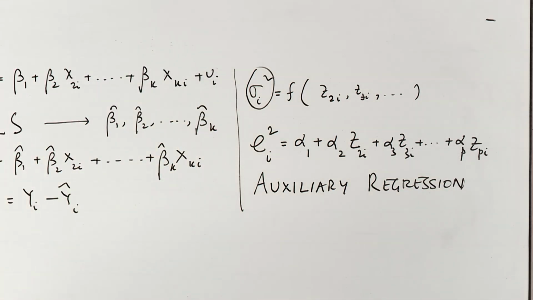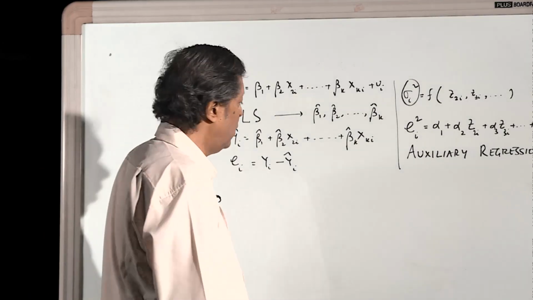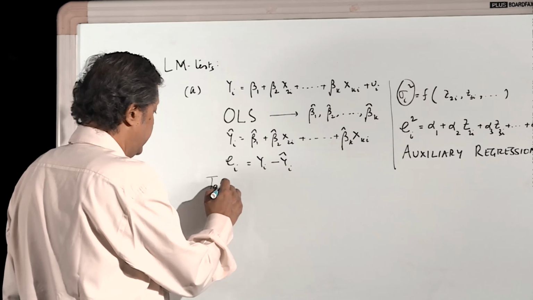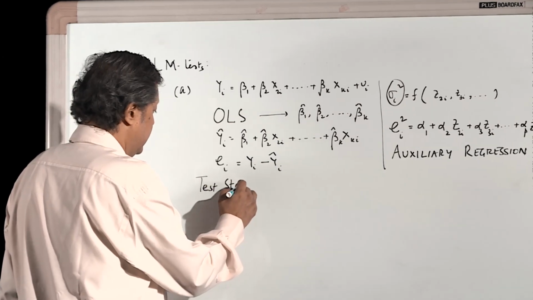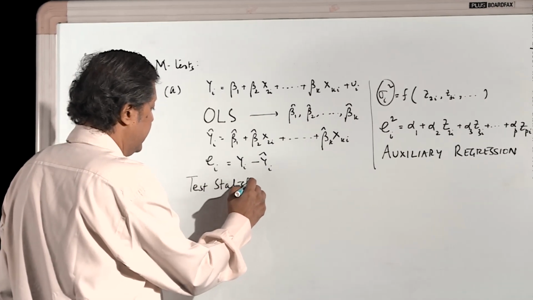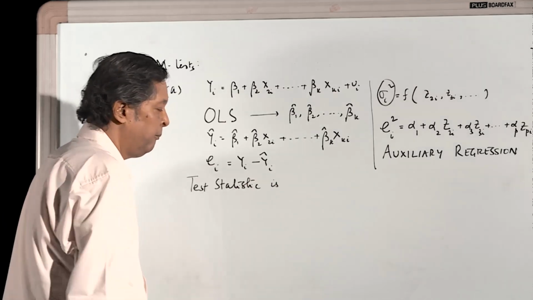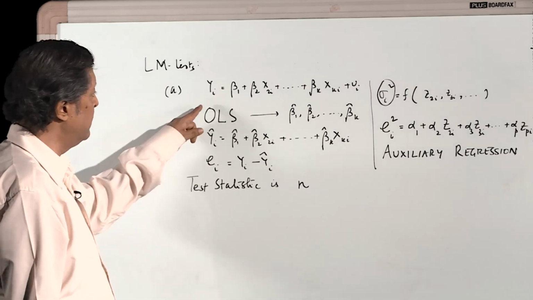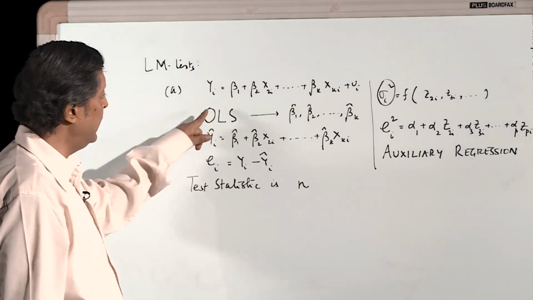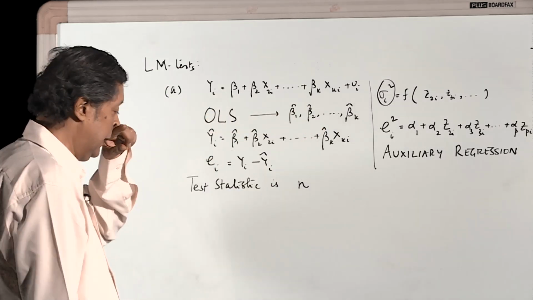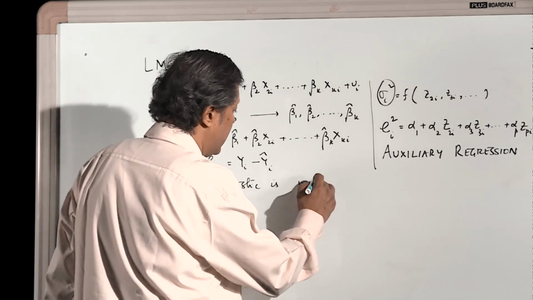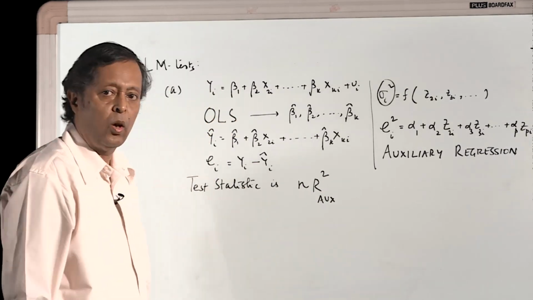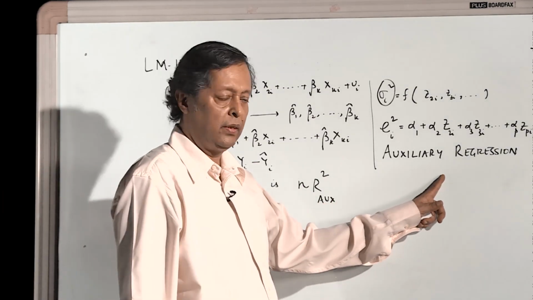And the LM test basically consists of forming the test statistic. So, the test statistic is n, the number of observations n. Remember, i runs from 1 to n, it always runs from 1 to n. So, n times r square from the auxiliary regression. Which is the auxiliary regression? This is the auxiliary regression.